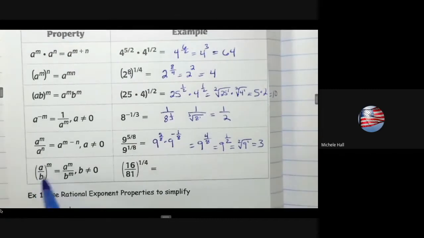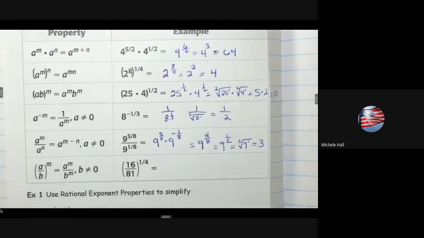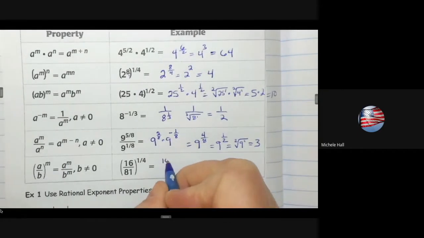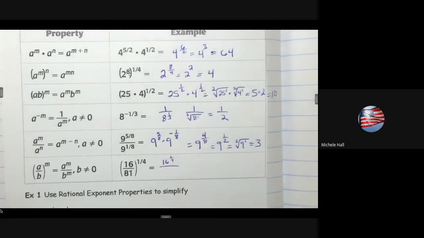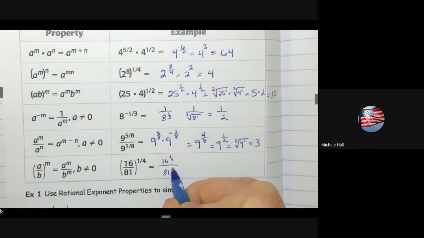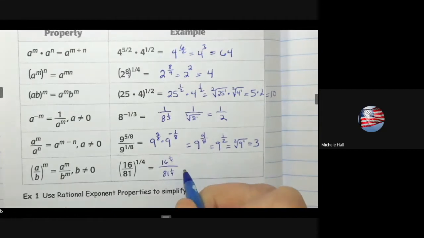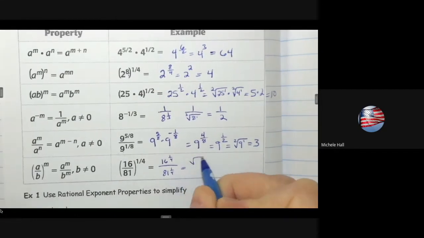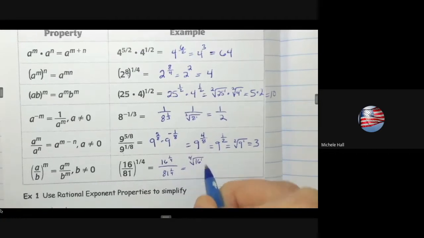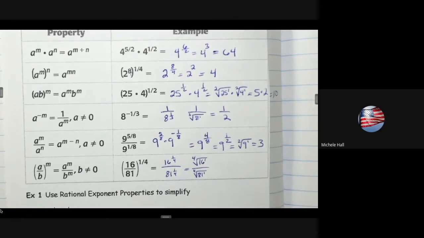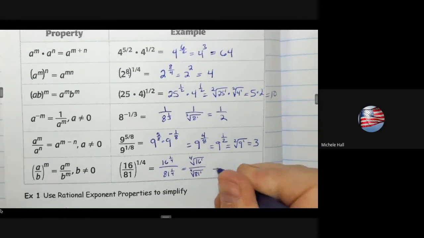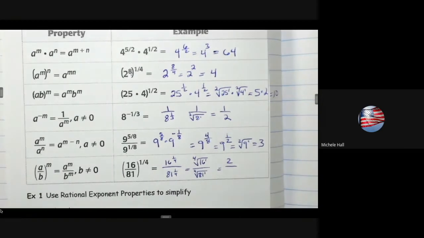We have the quotient being raised to the power, so we need to make sure that both the a and the b are being raised to that exponent. This will be 16 to the 1/4 divided by 81 to the 1/4. We can change this into their radical form. That is going to be the 4th root of 16 divided by the 4th root of 81. The 4th root of 16 is 2, and the 4th root of 81 is 3.